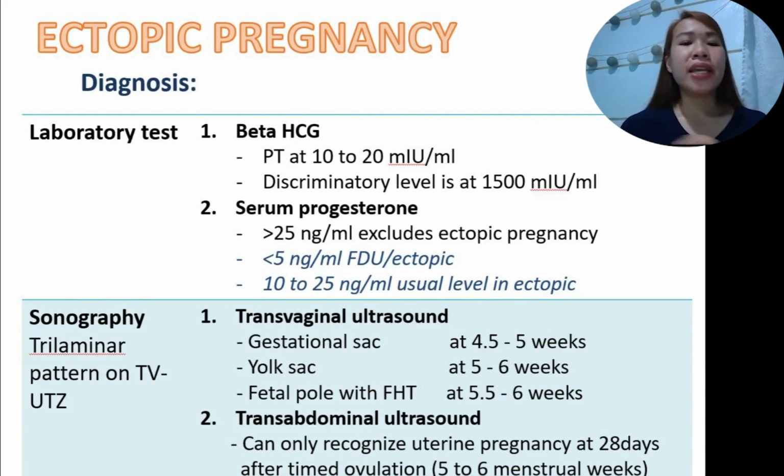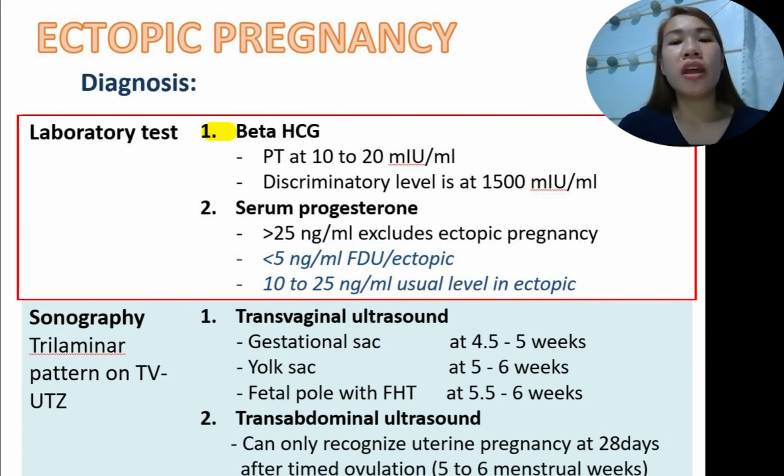Okay. Now for diagnosis, as a future doctor, nurse, or midwife, you have to know the different tests that you need in order to be able to diagnose ectopic pregnancy. So we have a laboratory test called beta human chorionic gonadotropin.